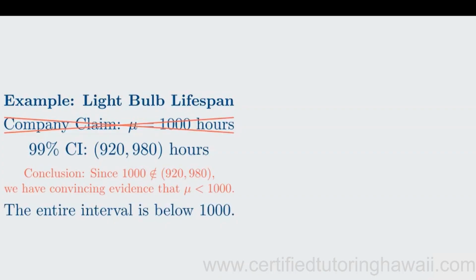This is how you use an interval to test a claim without a formal significance test. Now let's talk about the anatomy of a confidence interval and how its size changes. This is vital for understanding how much precision we have in our estimate. The general formula is the point estimate plus or minus the critical value times the standard error.